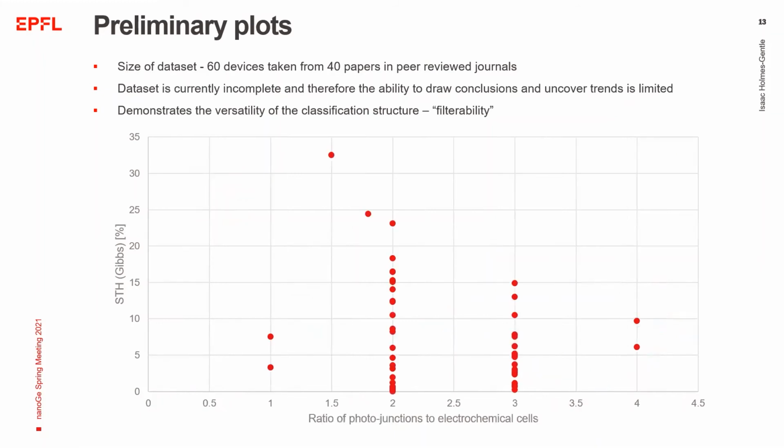We can also create new graphs that I believe haven't been seen in literature before, such as the solar to hydrogen efficiency versus the ratio of the number of photojunctions to electrochemical cells. And you can see that for the majority of devices, they require 2 photojunctions to every single electrochemical cell, because a single photojunction doesn't produce the potential energy required to drive water splitting.